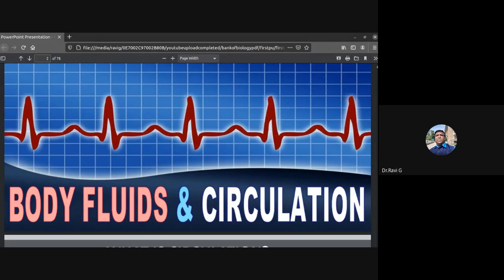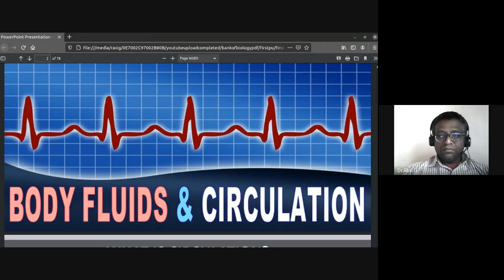And apart from that, the human heart is myogenic, not neurogenic. That means muscles are going to control the initiation and conduction of impulses. It is not the brain which is controlling them.